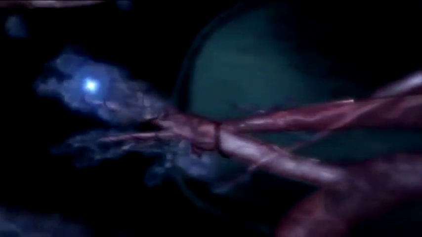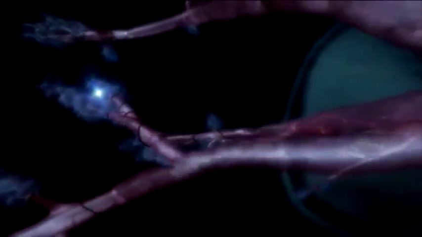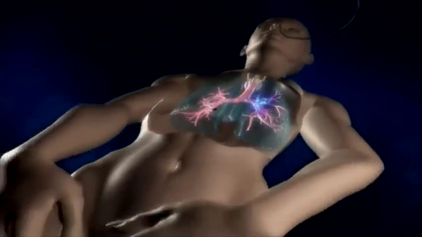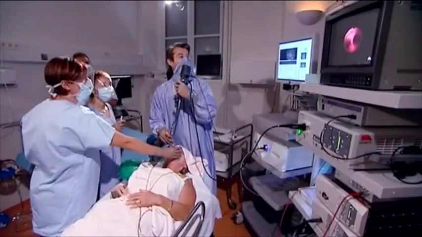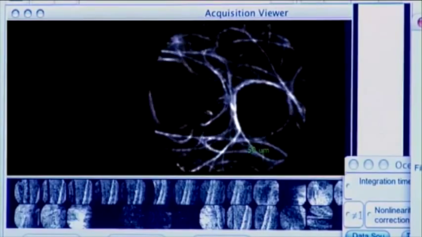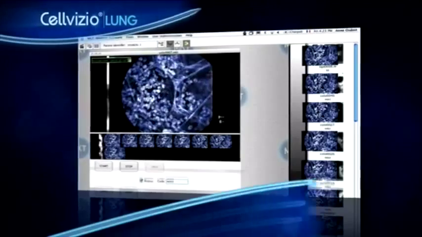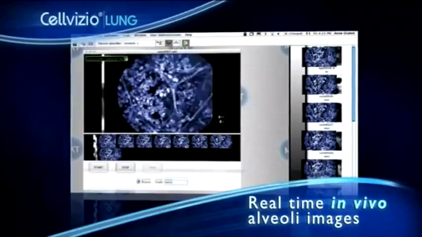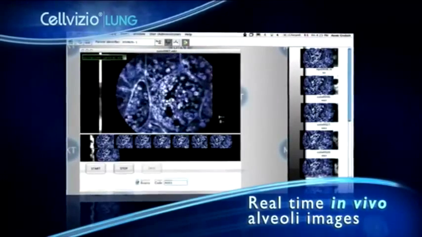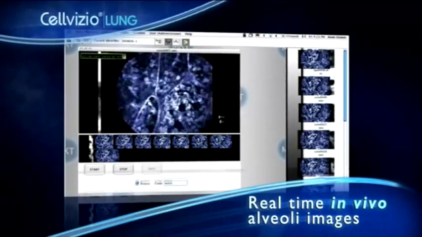Cellvizio Lung takes advantage of the naturally occurring fluorescence of the lung revealed by the blue laser. The light re-emitted by the scanned area is collected by the confocal mini probe and guided back to the LSU. With its proprietary software and image processing algorithm, it produces real-time microscopic video images of alveoli that are viewed on screen and recordable.